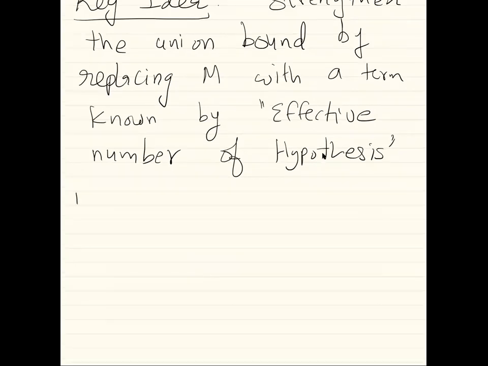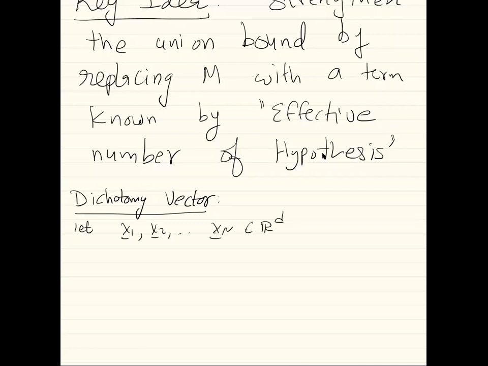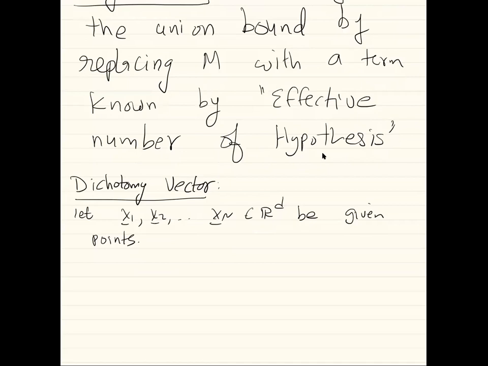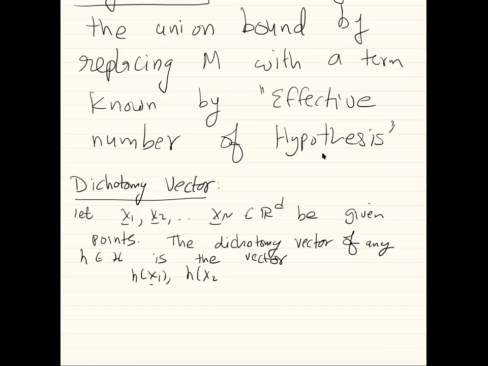In order to do that, we have to introduce a concept called a dichotomy vector. So let x1, x2, up to xN be given points. Then the dichotomy vector of any hypothesis h is the vector h of x1, h of x2, up to h of xN. So it's the evaluation of the hypothesis on the N points.